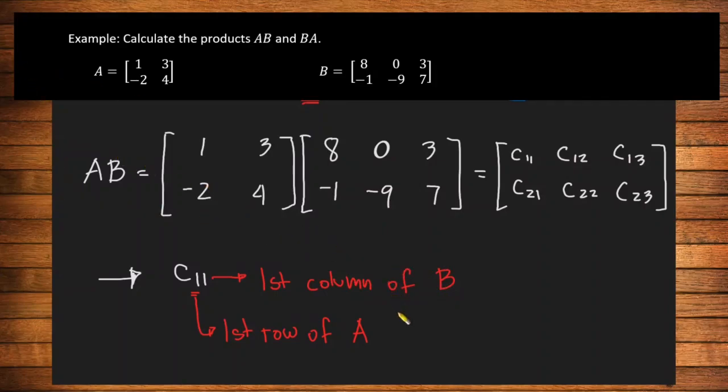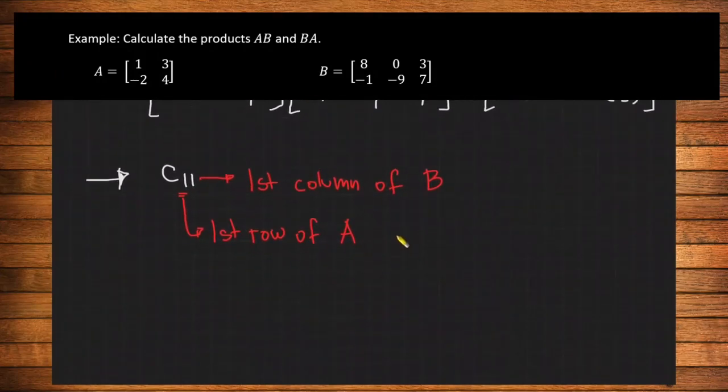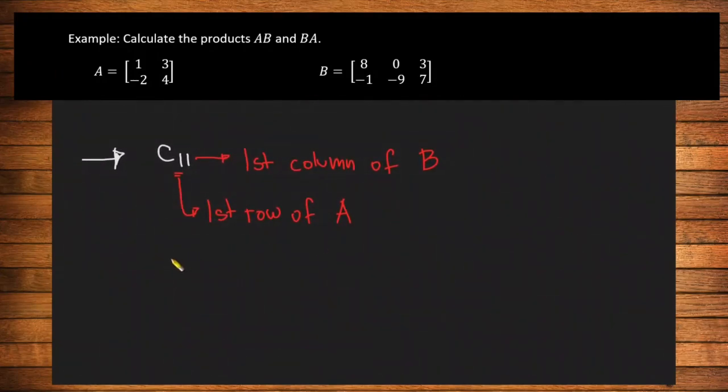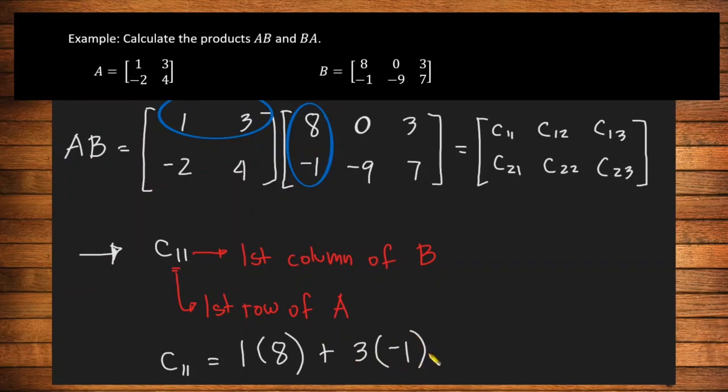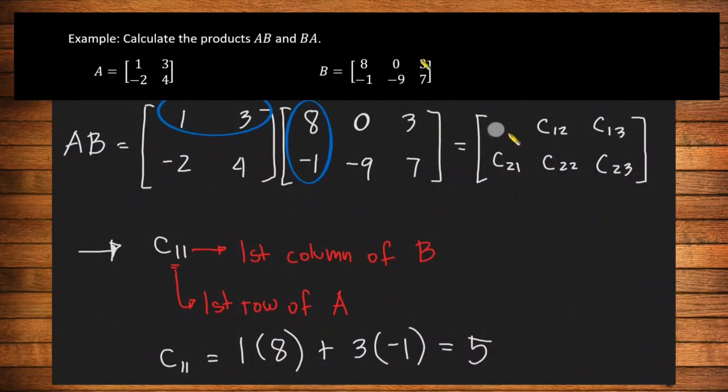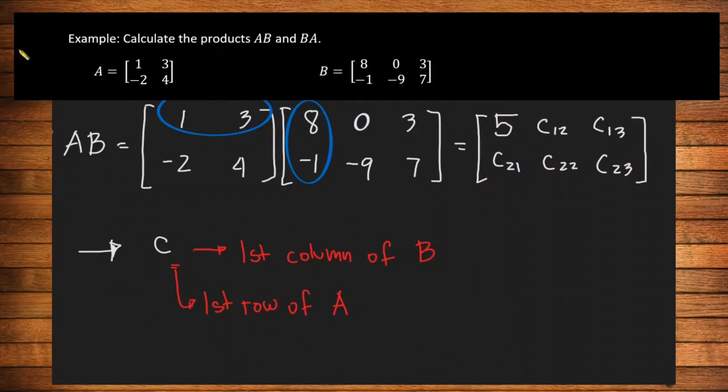Now, calculating the inner product is like taking the dot product of two vectors. So in this case, again, we will take the first row of matrix A and the first column of matrix B. So parang dot product lang siya. So that will be 1 times 8 plus 3 times negative 1, which is equal to 5. And this will now be the value of element C sub 1,1. Basically, ito lang yung method na gagamitin natin to obtain all the elements of our product matrix.